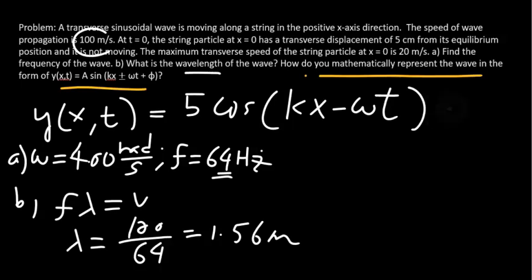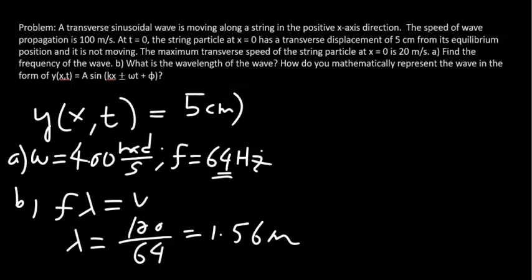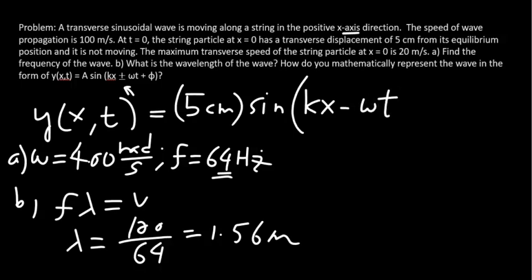Part C, how do you mathematically represent the wave in that sine function form? We already know that the waveform can be described using a cosine function, and we know the amplitude is 5 in the unit of cm, so sine. K can be computed because we know the wavelength. We know the sign to choose is the minus sign because the direction of the moving wave is along the positive x-axis. Omega we know, t, and since it was a cosine function, the phase constant is pi over 2. Omega was found to be 400 radian per second.